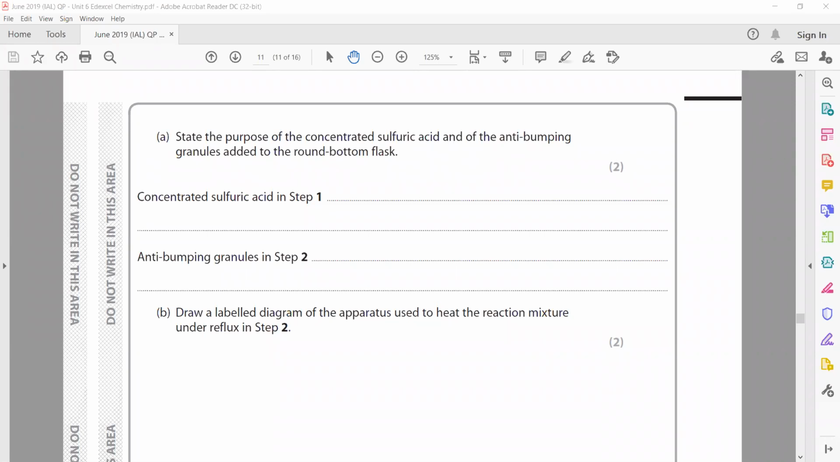And what is the purpose of anti-bumping granules? They are used for smooth boiling. So that is the catalyst to speed up the reaction, and this is for smooth boiling.